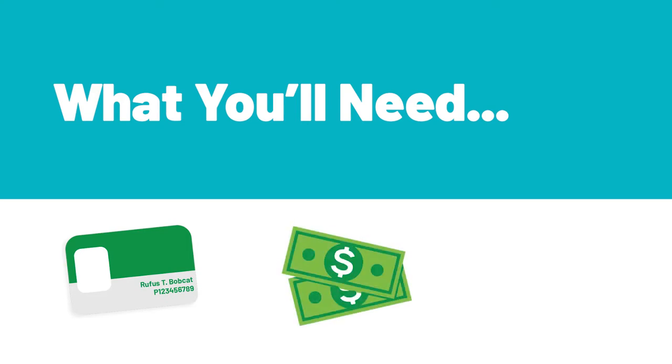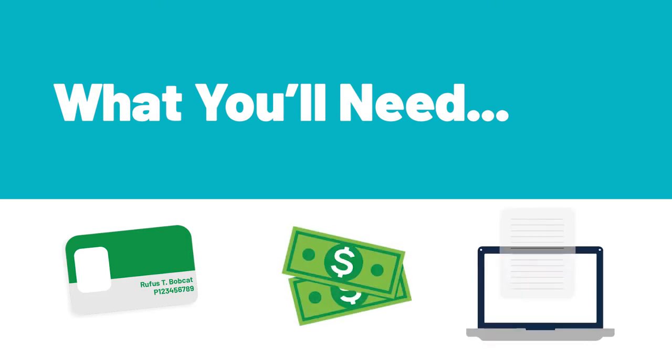In order to print at Alden Library, you'll need three things: your Ohio ID card, a Bobcat cash account with money in it, and a way to access the materials that you want to print. First, decide if you would like to print from your laptop or from a library computer.